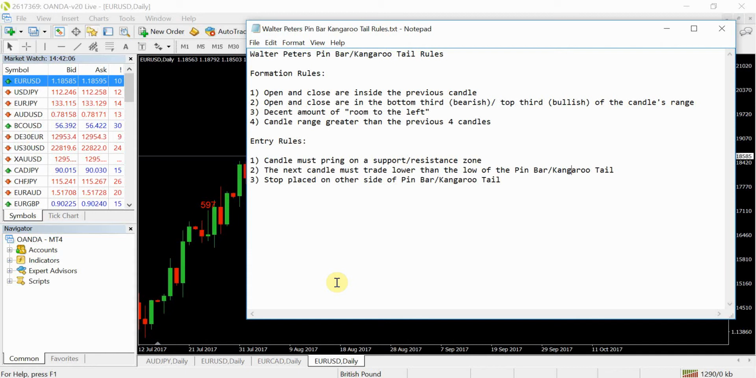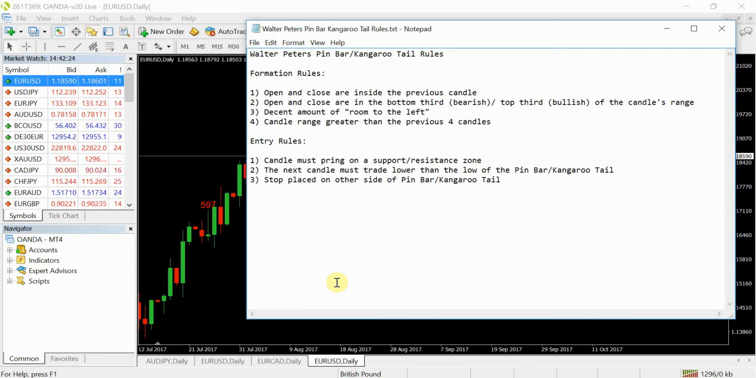So before I go into the parameters and settings of the indicator, let me go through his rules and explain what's been hardwired into the indicator and what flexibility you have in terms of changing around the settings. So looking firstly at the formation rules.